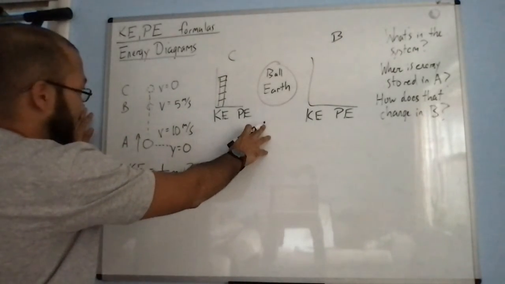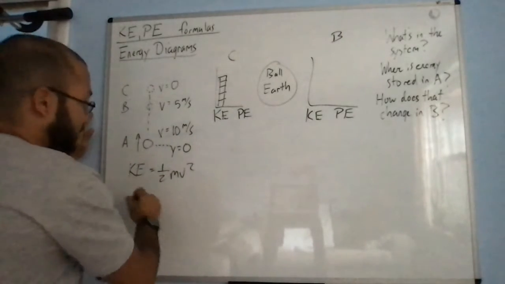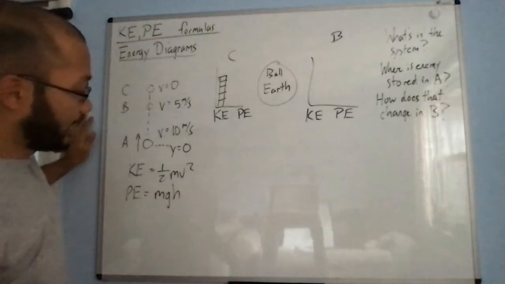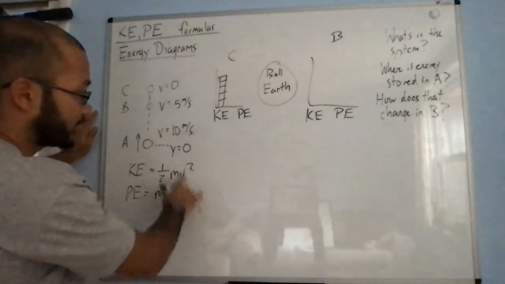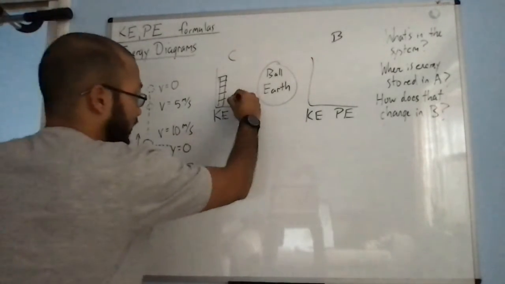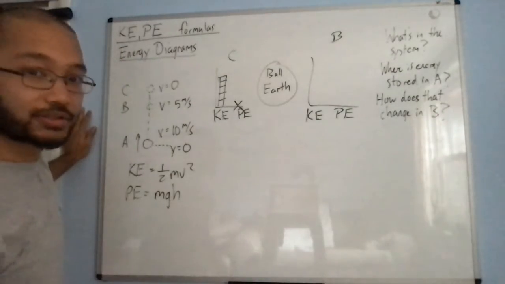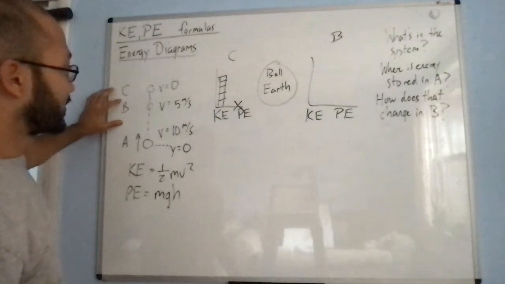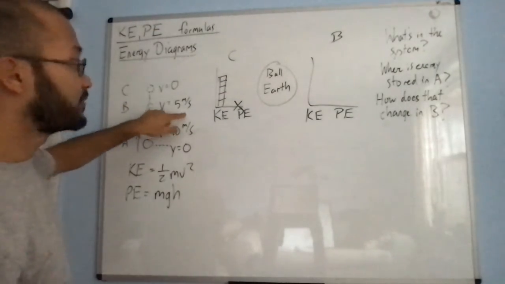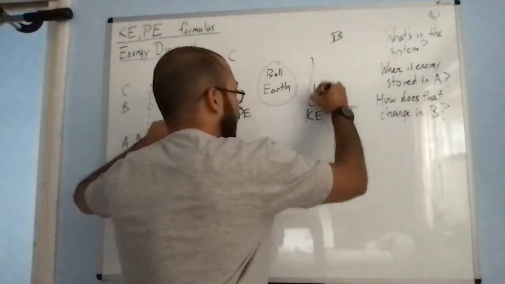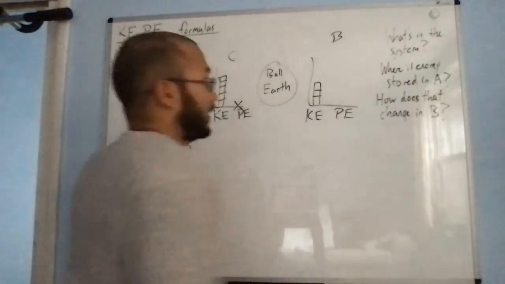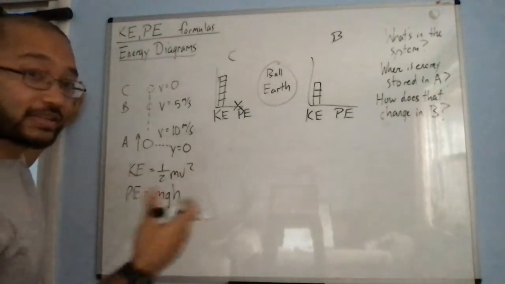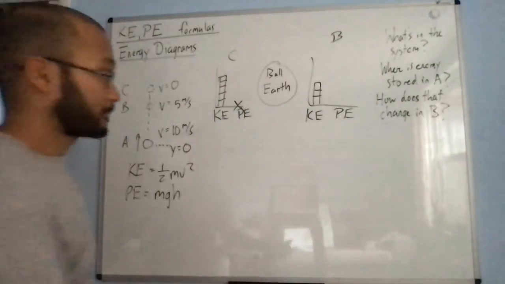Potential. Is there energy in potential? The equation for gravitational potential is mgh. And if my height is 0, which it is in snapshot A, then there is no potential energy. All right, what about snapshot B? It has a speed of 5 meters per second, so it's less. And then potential energy, it is now at some height, so there's some potential energy.